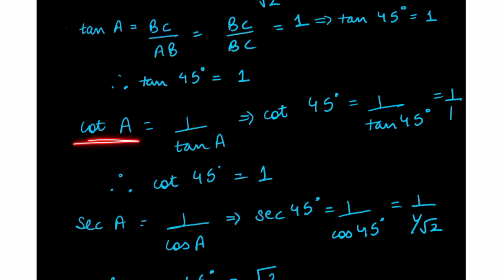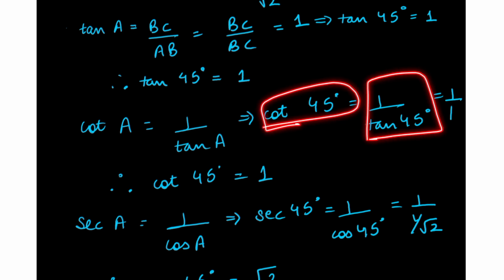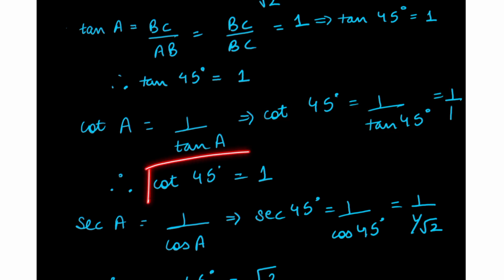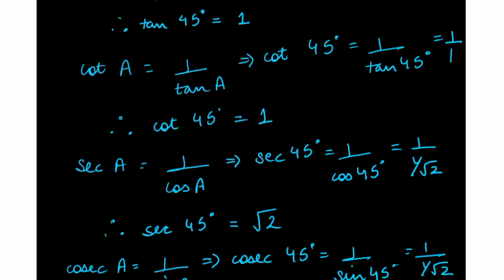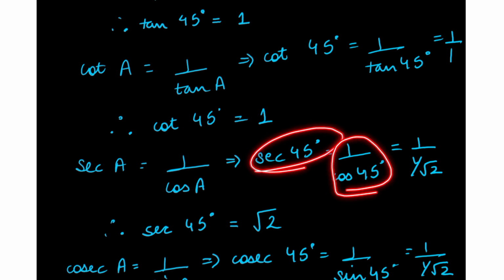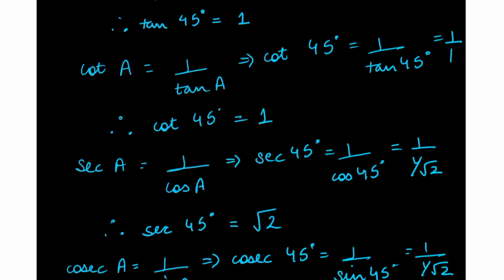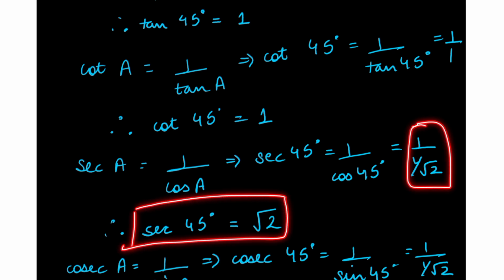Now cot A. Cot A we can simply find by reciprocating the value of tan A. Cot A is equal to 1 by tan A. So cot 45 degree is equal to 1 by tan 45 degree, which is 1 by 1. So the value of cot 45 degree comes out to be 1. Now secant A is the reciprocal of cos A. So secant 45 degree is the reciprocal of cos 45 degree, that is the reciprocal of 1 by root 2. So secant 45 degree comes out to be root 2.